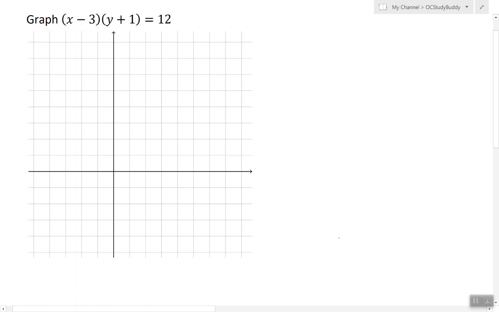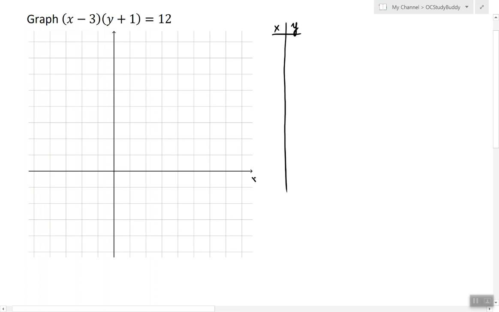In this video, I'm going to show you how to graph an equation in two variables by plotting points. So we're going to pick values for x and y and solve for the other variable. And by doing so, we're going to figure out a bunch of points and graph the equation. So let's start with the intercepts.